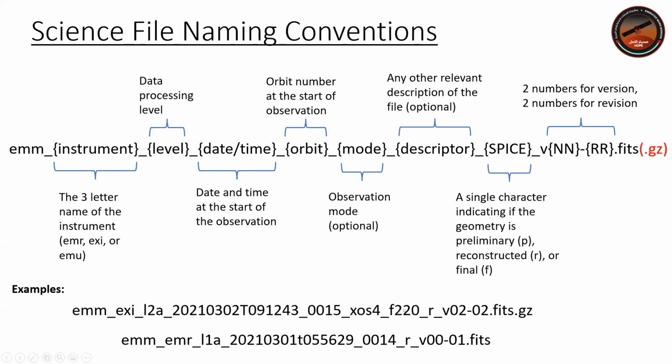This is a descriptor that EXI uses that shows the frequency of the data that they collected. The SPICE processing level, so this is a reconstructed file, and then it's a version 2, revision 2. And then similarly for EMIRs, it looks pretty much the same. They don't use any sort of descriptor or mode fields generally in their science files, and that's perfectly acceptable. They only have the one observation mode.